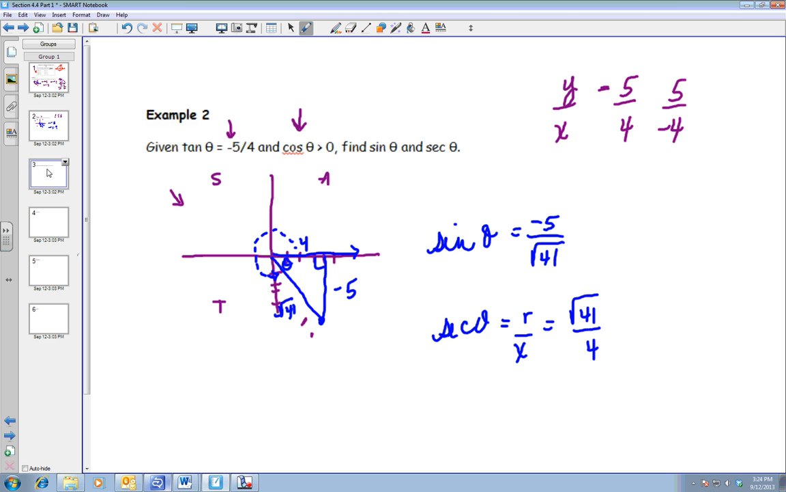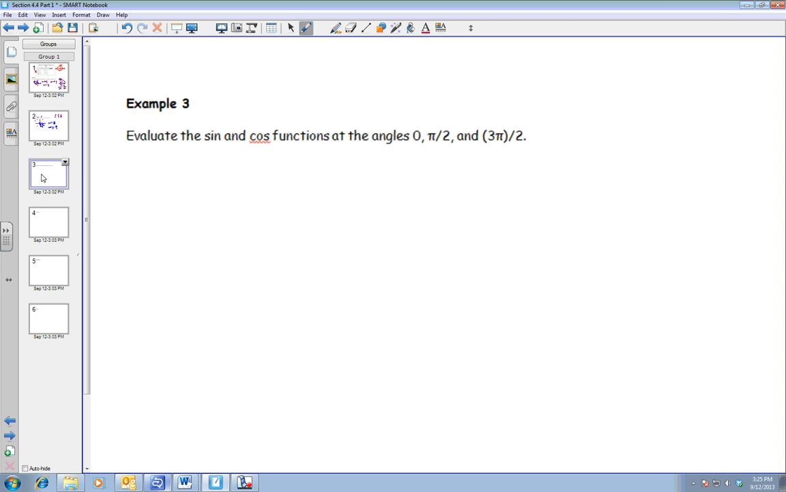Okay, example 3. Evaluate the sine and cosine functions at the angles 0, pi over 2, and 3 pi over 2. Okay, they just want to make sure you remember what we call our quadrantal angles. Remember quadrantal angles? On my unit circle, my quadrantal angles are 0, pi over 2, pi, 3 pi over 2, and then back to 2 pi.